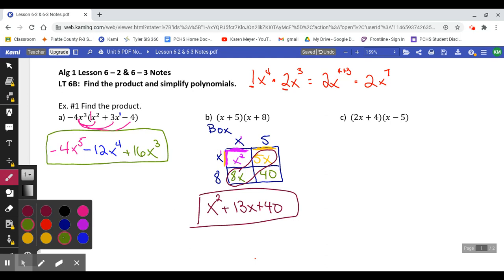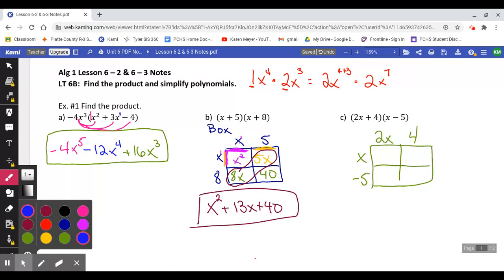Okay, next one. Two parentheses, you're going to start by making a box again. Boom. Split it into 4 sections. First parentheses goes on the top: 2x, 4. Now, when you're doing the second parentheses on the side, make sure you include that negative sign with the 5. So you got x, but don't just write positive 5. Make sure you write minus 5 there because that negative goes with the 5.